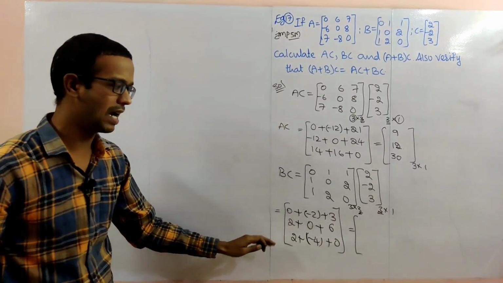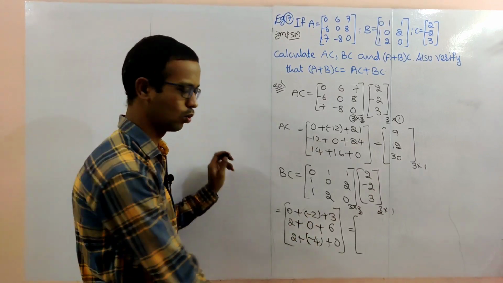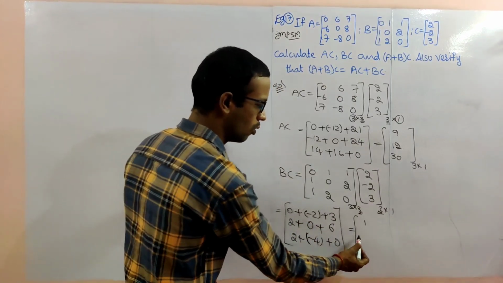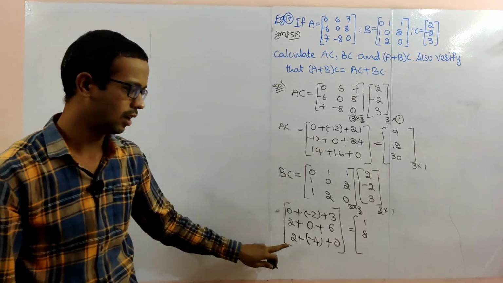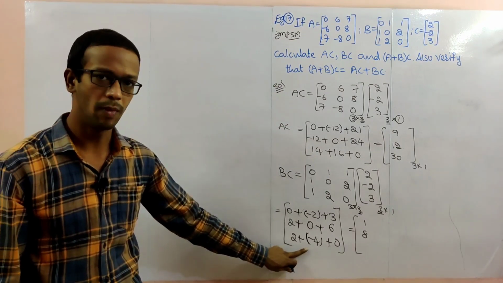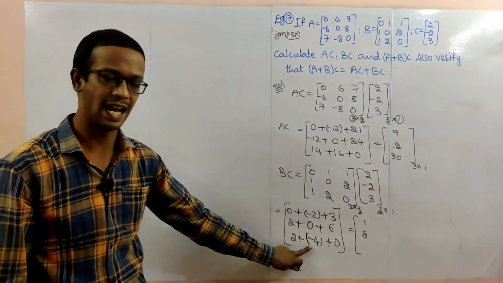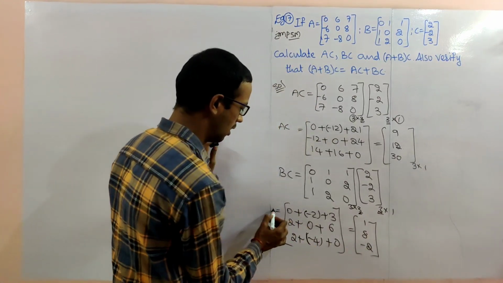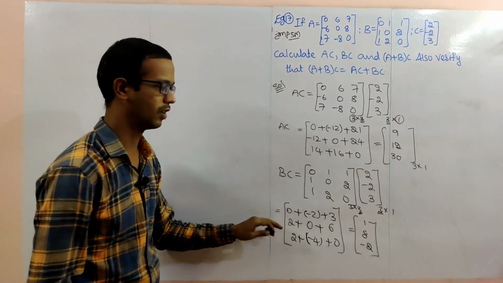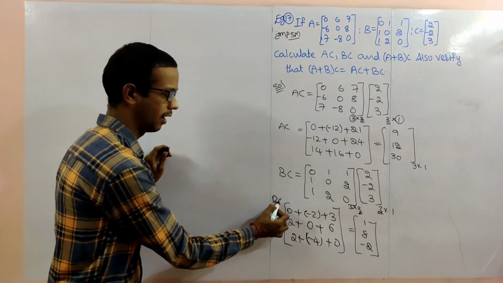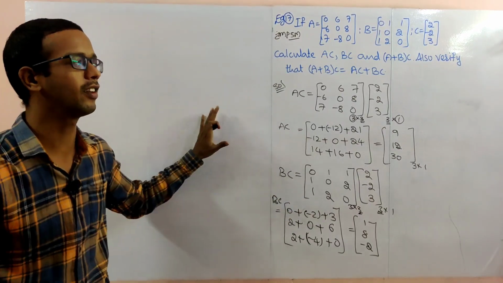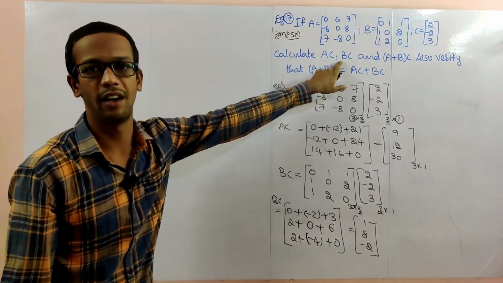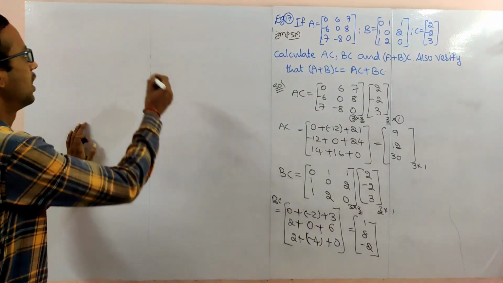So what is the BC matrix you will get? 3 minus 2 is 1. 2 plus 6 is 8. Next, 2 minus 4, that is minus 2. So this is the BC matrix. After this, these two completed, (A plus B) into C we have to find.